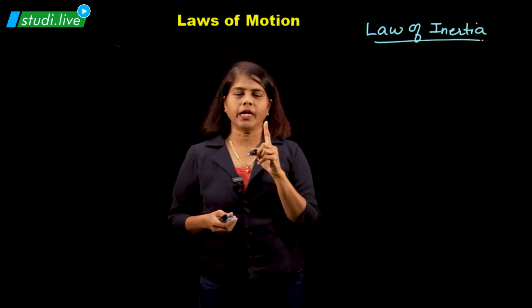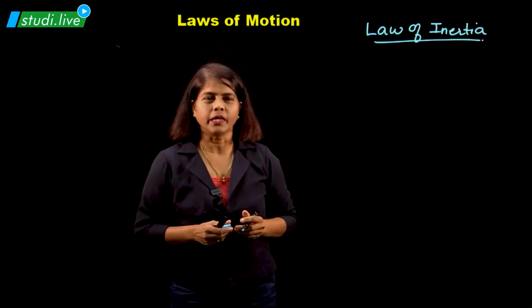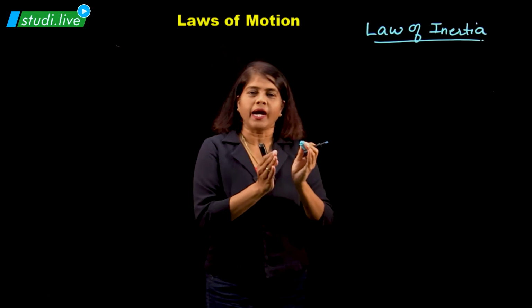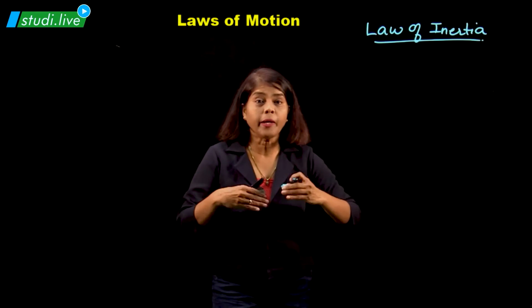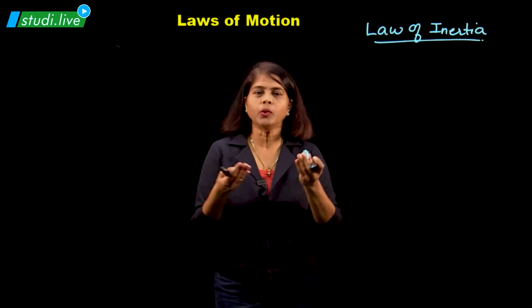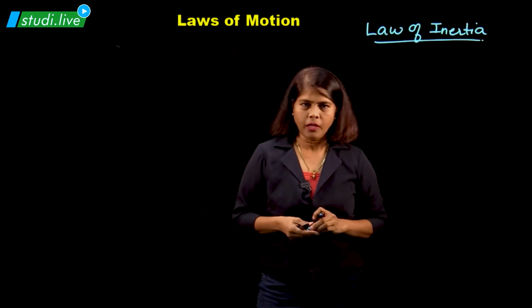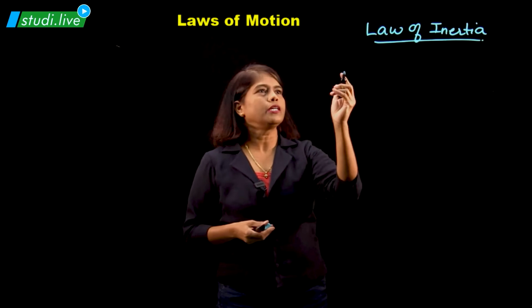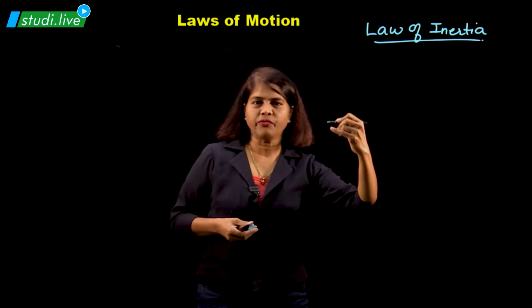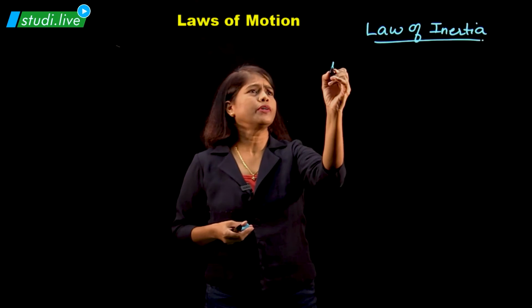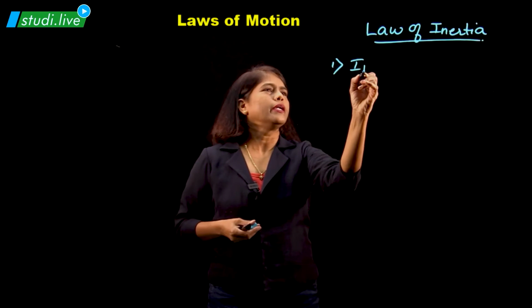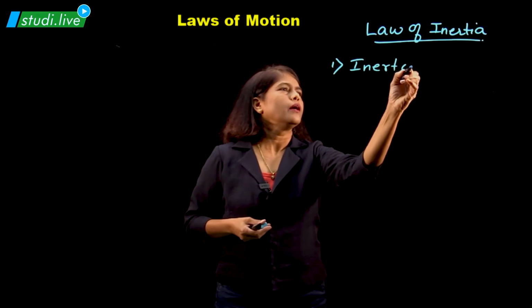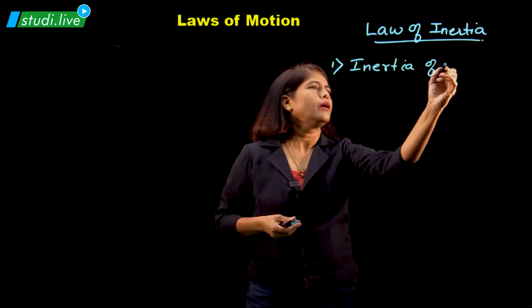See, inertia, as I told you, the meaning is that the body remains at the position. That means inability of a body to change its position. So based on that, inertia is of three different types. So the first one is inertia of rest.